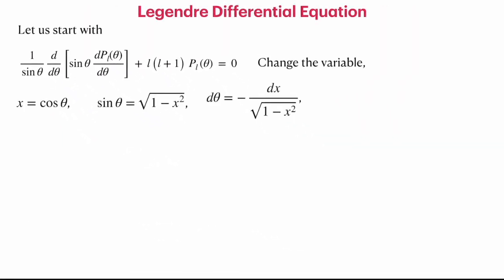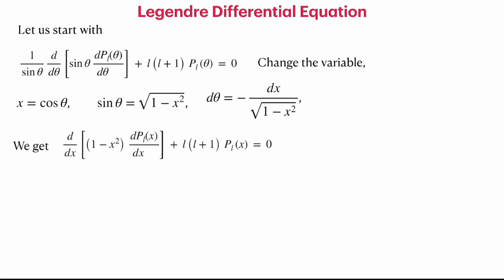Now we substitute x is equal to cos theta, then sin theta becomes square root of 1 minus x square, and d theta becomes minus dx by square root of 1 minus x square. Now when we substitute this back in the differential equation, we get d by dx of (1 minus x square) into dp by dx, plus L into L plus 1 into p is equal to 0.